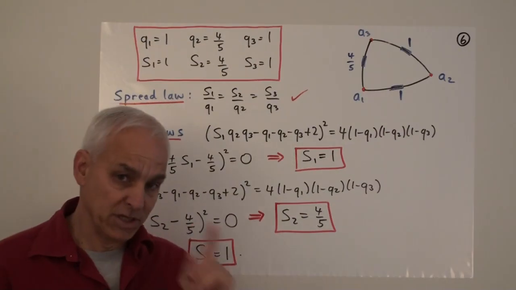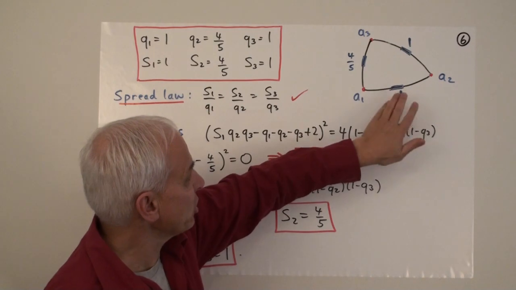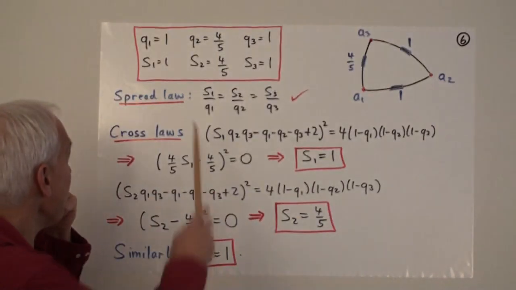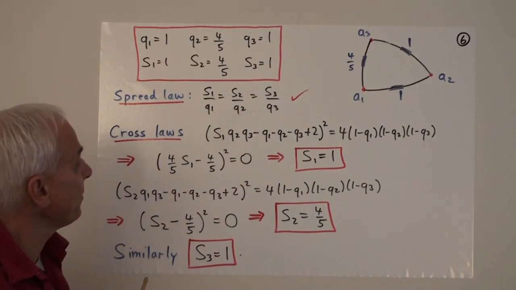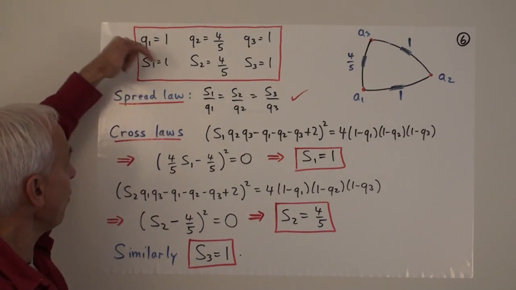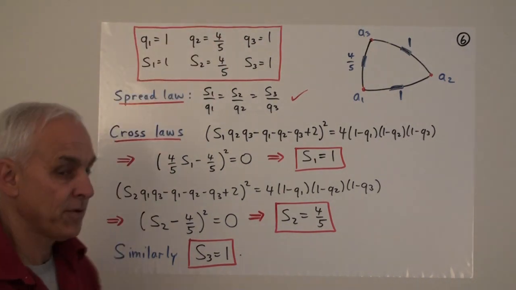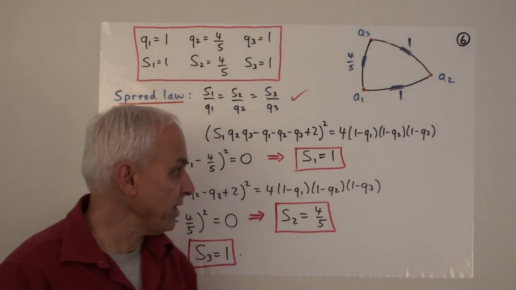Now let's have a look at the spread law and the cross law. So here's a quick representation of our triangle. Here are the three quadrances and the three spreads again. And of course it's obvious that the ratio S1 over Q1 equals S2 over Q2 equals S3 over Q3. Each one of those quotients is equal to 1 immediately.